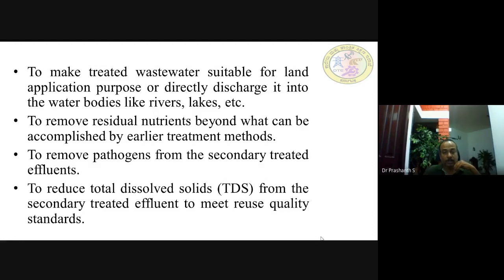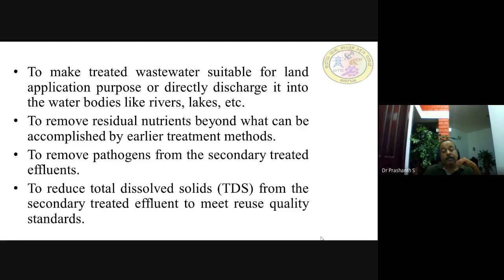So to avoid all these things, definitely those things have to be removed, which is done in the tertiary treatment. That is what I said: to remove residual nutrients beyond what can be accomplished by earlier treatment methods. You cannot remove all the nutrients in the secondary wastewater treatment. It has to be done in the tertiary treatment or the advanced treatment.